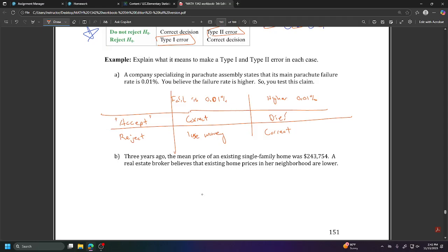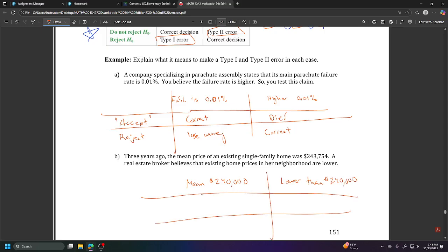It says the average price was $240,000. And so I'm going to say that the average is $240,000. And then they're saying it's lower, so I'm going to say it's lower than the $240,000. Okay. Cool. So again, I'm going to use the words accept and reject. We're buying a house now, guys. So I buy a house, and the average is 240, and I buy it for 240.